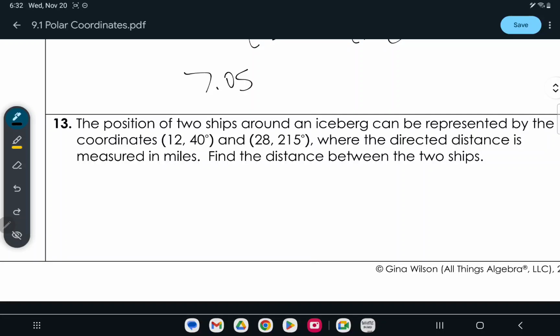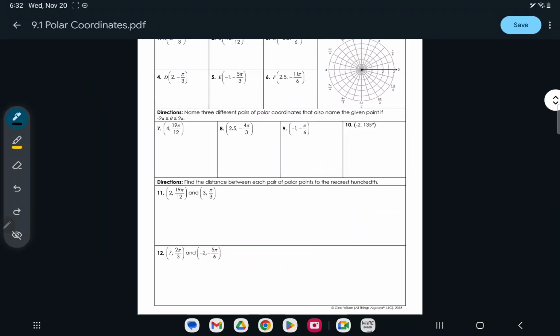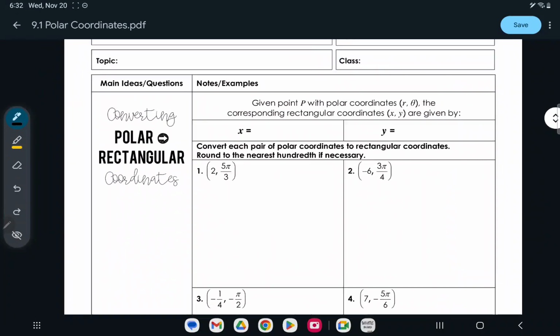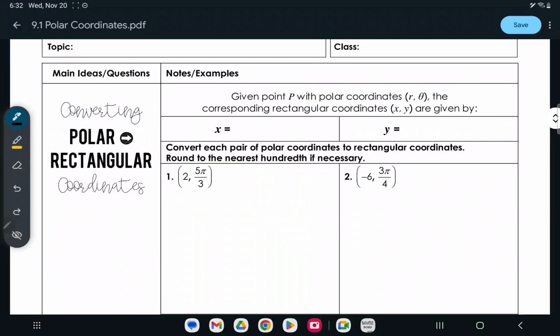All right, let's look at another idea here. Converting from polar coordinates to rectangular coordinates. And we'll go the other way as well. So, our polar coordinates is in r, theta. We want to get back to x and y.